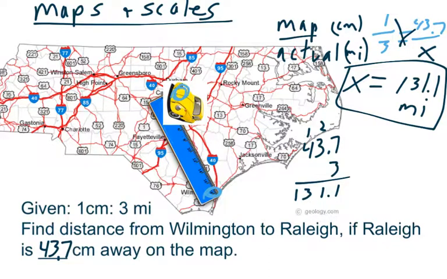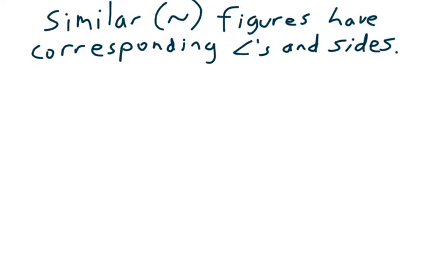All right, now let's talk about similar figures. Similar, and that's our mark that we use for similar. It's a little squiggly line. Figures have corresponding, this is our symbol for angles. So you can see it's like the measurement from a protractor. Angles and sides.